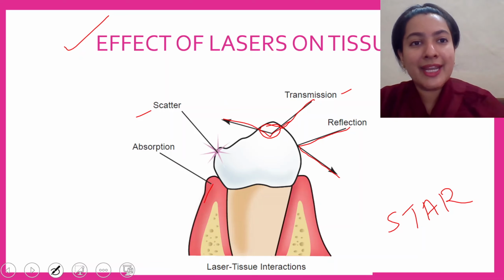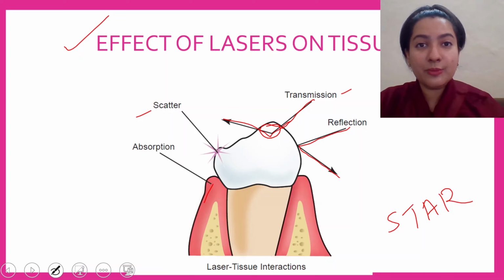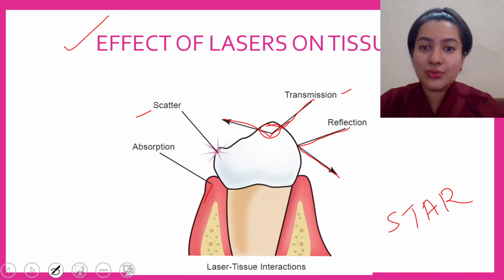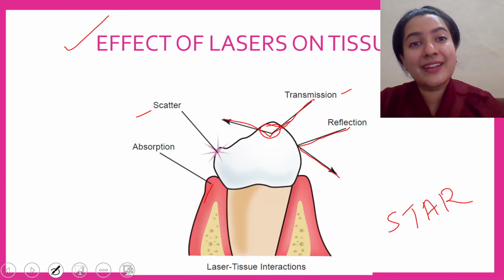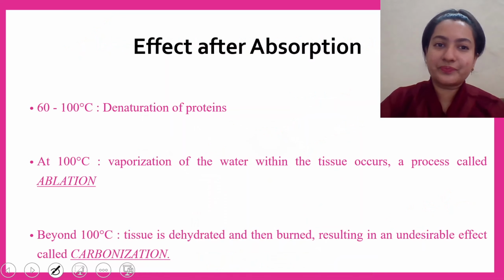So now you know in absorption, the laser light is getting absorbed. In scattering, it is getting scattered to nearby areas. In transmission, it penetrates into the deeper tissues. In reflection, it is getting reflected away. So these are the effects of lasers on tissues.